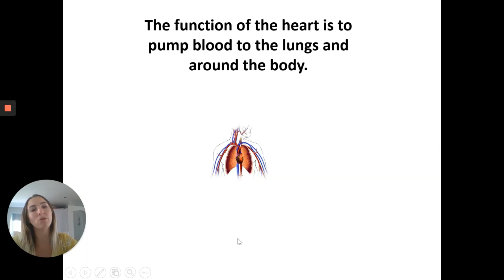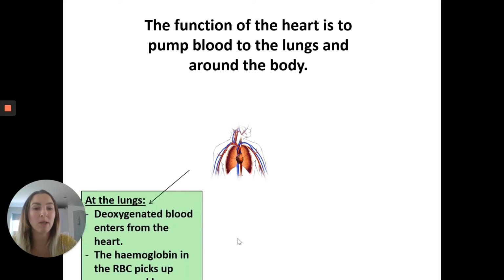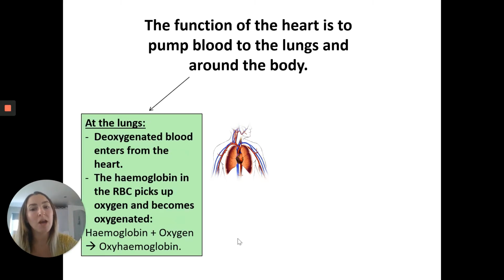Okay, so the function of the heart is obviously to pump the blood to the lungs and then around the body. So what is actually happening at the lungs? So we've got deoxygenated blood entering from the heart. The hemoglobin in the red blood cells is going to pick up the oxygen and then becomes oxygenated. So it's hemoglobin plus your oxygen gives you oxyhemoglobin.